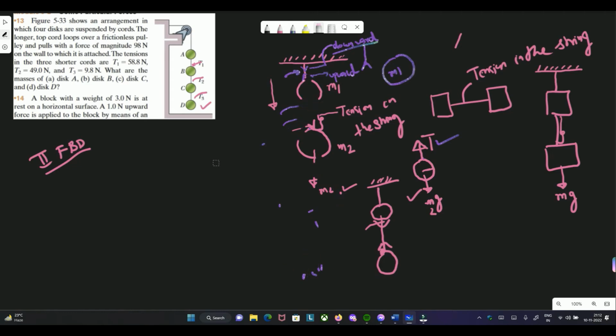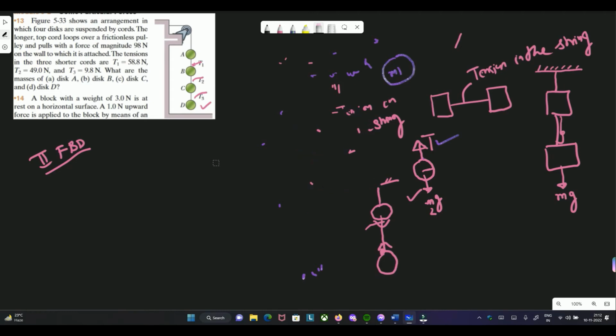Let me just rub all of this. I hope the scenario that I explained is clear in your mind. Now we will start drawing the free body diagrams of D, C, B, A, and then use our knowledge we just acquired about the tension acting at the edges of the string, acting in opposite direction on different masses. That's your whole focus. I'll rub this off and create some space for drawing.